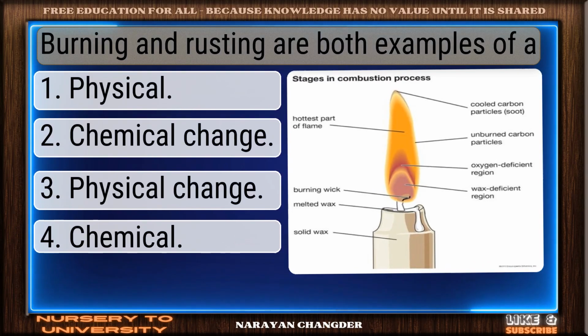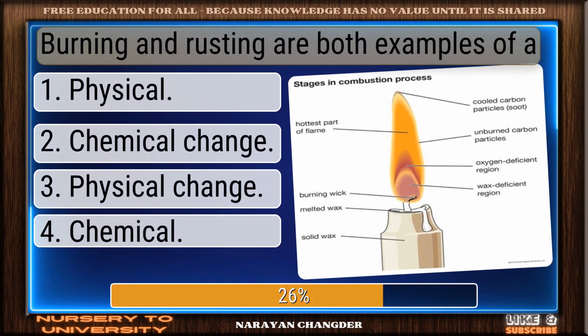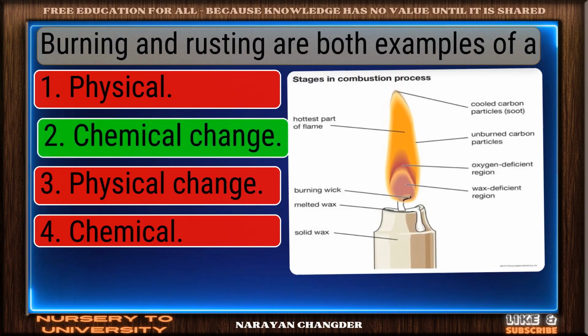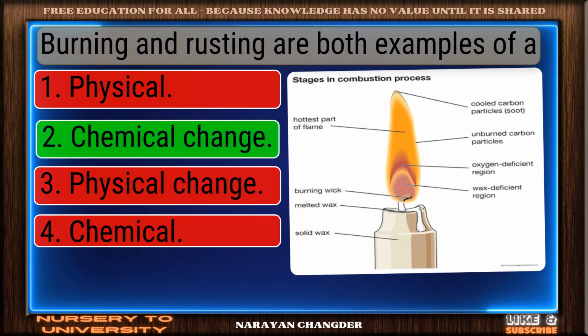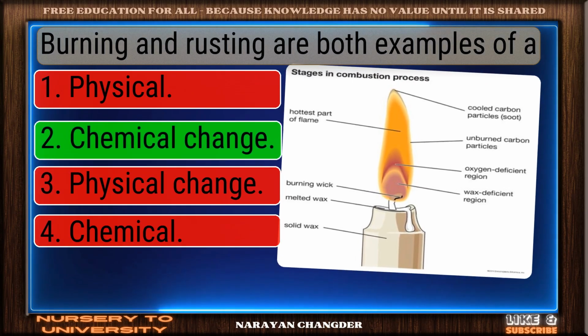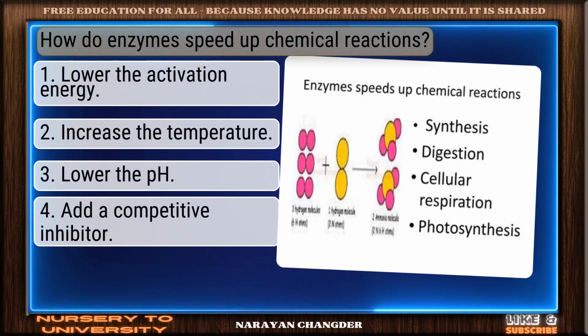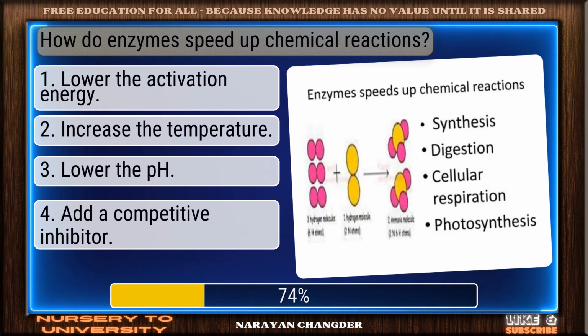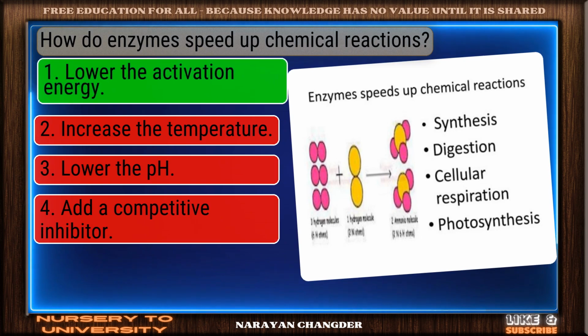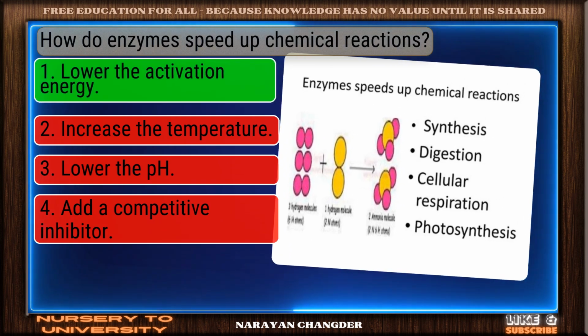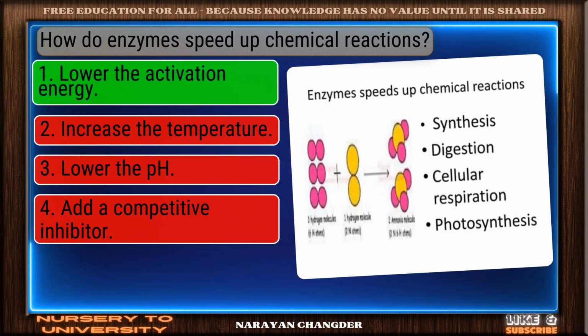Burning and rusting are both examples of a. Strong choice. Chemical change is the right answer. How do enzymes speed up chemical reactions? Good thinking. Lower the activation energy is the right answer.